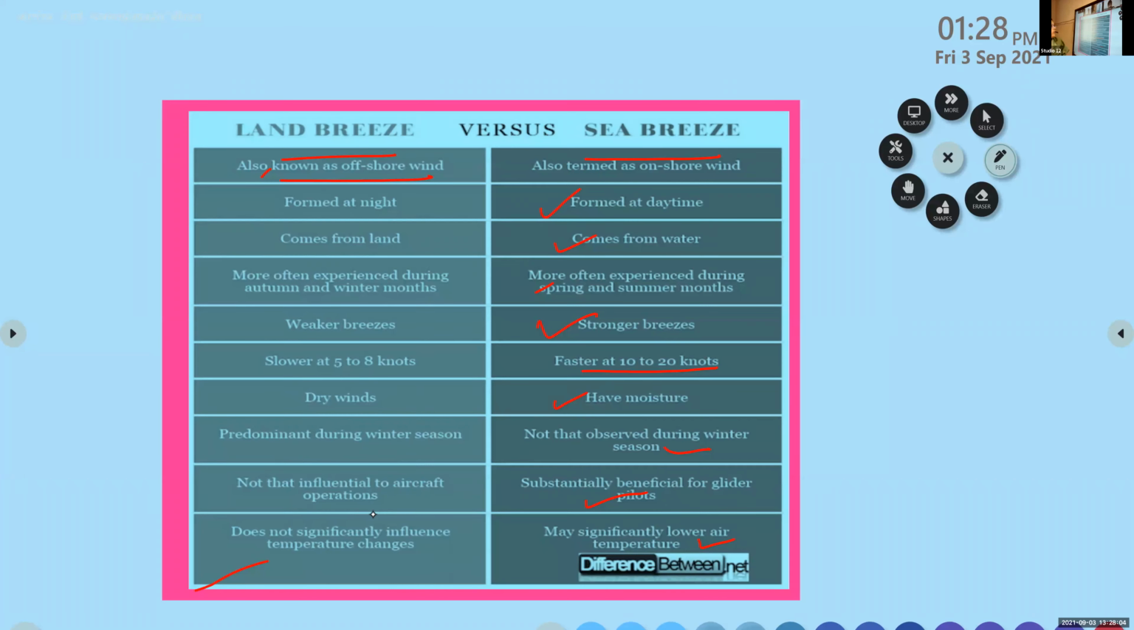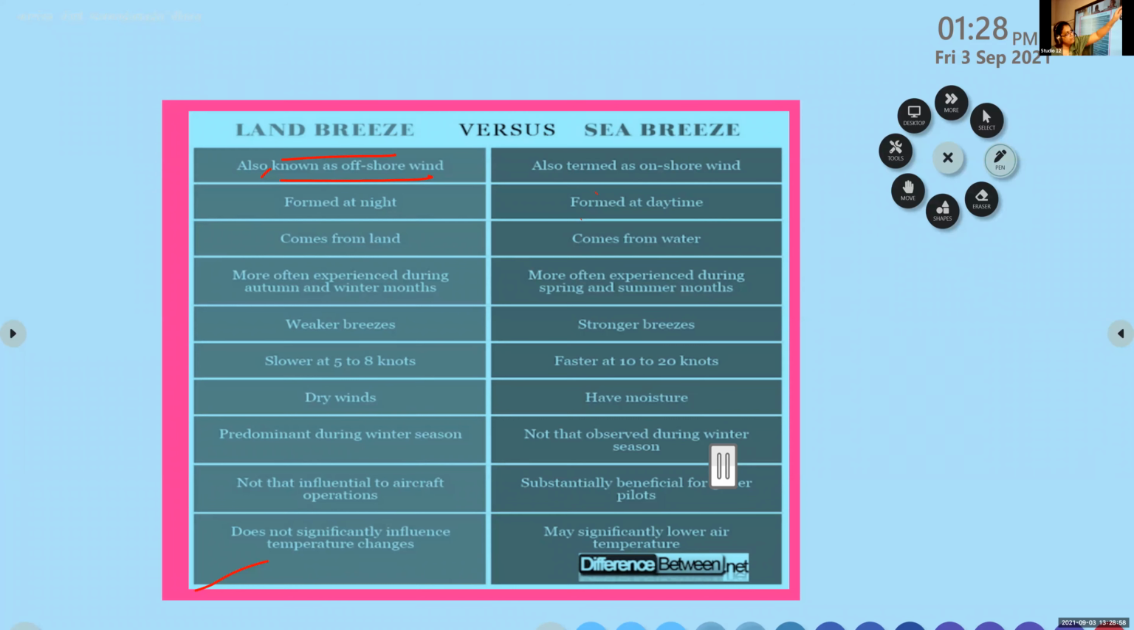Okay, fine. Ayan Mohammed, can you read the points under sea breeze? Also termed as onshore wind, formed at daytime, comes from water, more often experienced during spring and summer months. Stronger breezes, faster at 10 to 20 knots, have moisture. Not that observed during winter season. Substantially beneficial for glider pilots. May significantly lower air temperature.